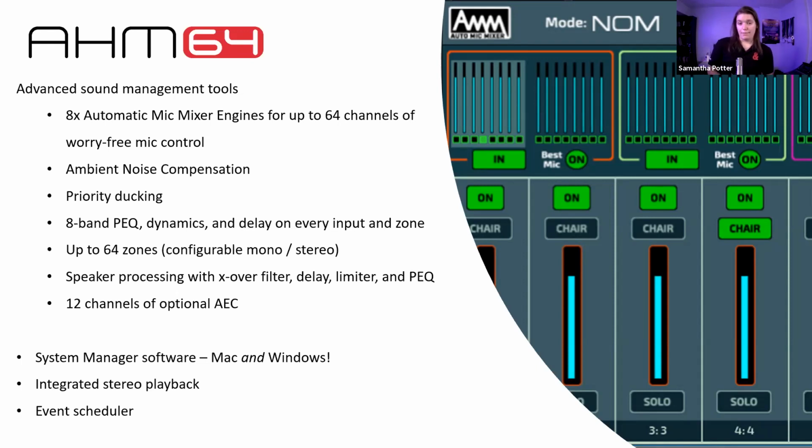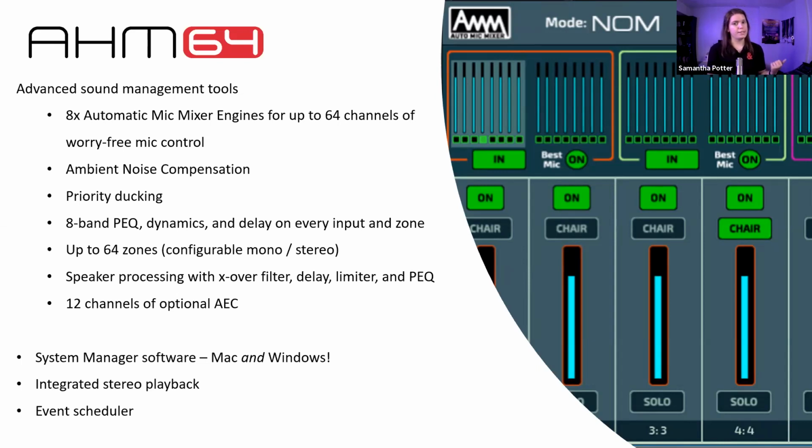And as you may have gathered from the 64 and HM64, we have up to 64 zones, which we configure in mono or stereo. Plus, we have speaker processing with its own crossover filters, more delays, limiters, and parametric on each of those bands. And now we can finally talk about the 12 channels of optional AEC that we'll get. And Nicola has, I'm very excited to attend the session, one just talking about all this new stuff, and AEC is going to be one of those things. So be sure to check out that session as well.